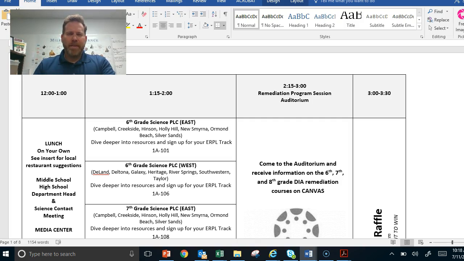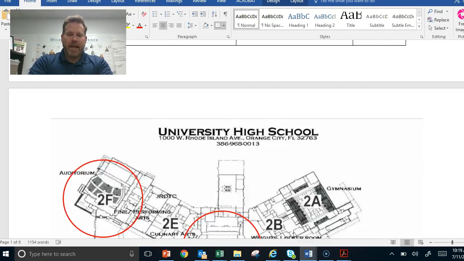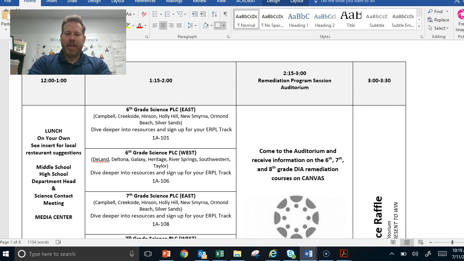I will go over more of this in the general session, emphasizing the importance of going to this session, which is, for lack of a better term, called session 3, after lunch. It is imperative that I get numbers of how many teachers will be, say, in the sixth grade science ERPLs later this year. I need numbers. You'll see that middle school does that right away, and then they move into a remediation program session at the auditorium. So we have lots of DIA information and lots of Canvas information for middle schools to understand what's going on and all the new resources we have to remediate.